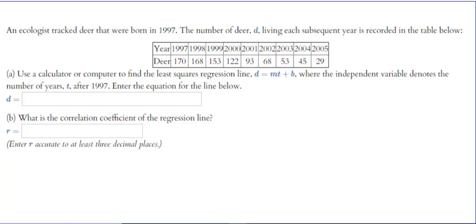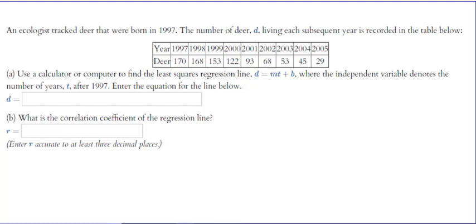Ecologists track deer that were born in 1997. The number of deer living in a subsequent year is recorded in the table. Use a calculator or computer to find the least squares regression, which is linear regression, where the independent variable denotes the number t of years after 1997. Enter the equation in the line below.